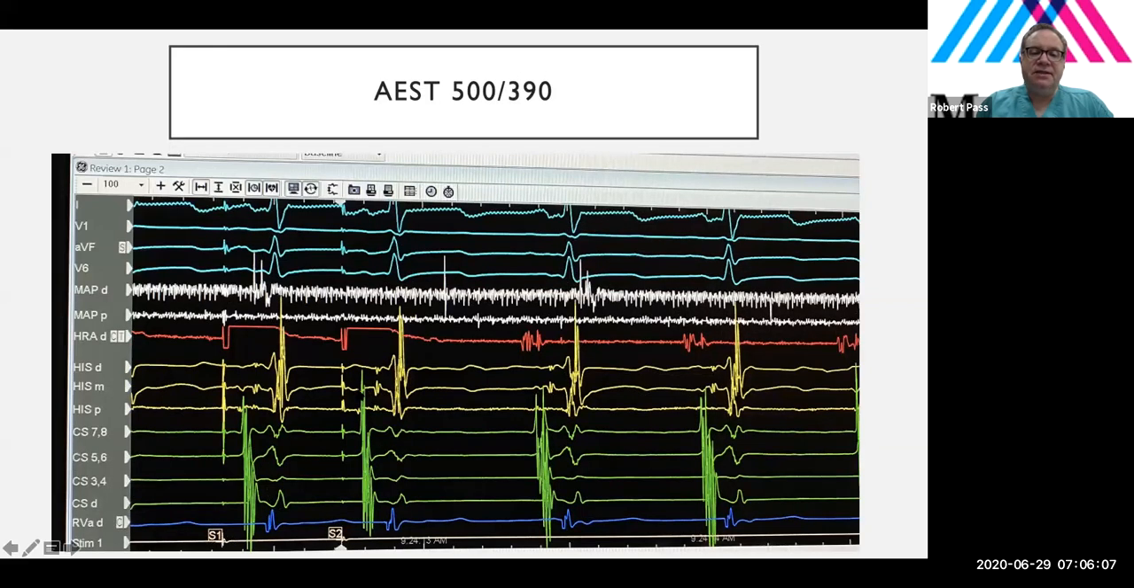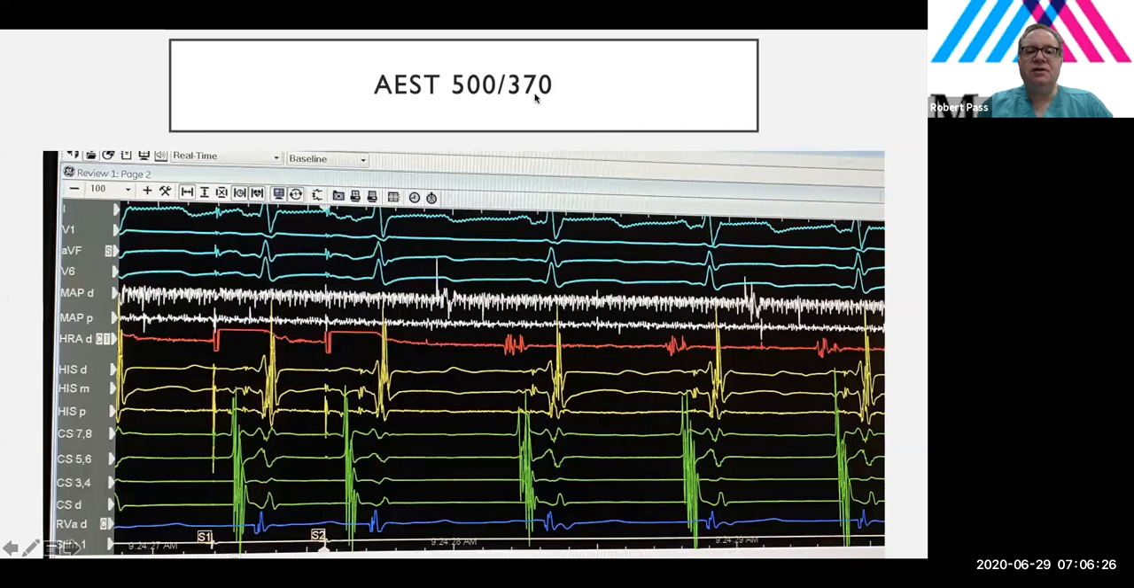Here we are at 390, and we can start seeing that the A to H interval is lengthening ever so slightly. This is also demonstrated here in the PR interval. Compare, for example, this PR interval to this PR interval. So we see that it is longer, consistent with the presence of decremental AV conduction.